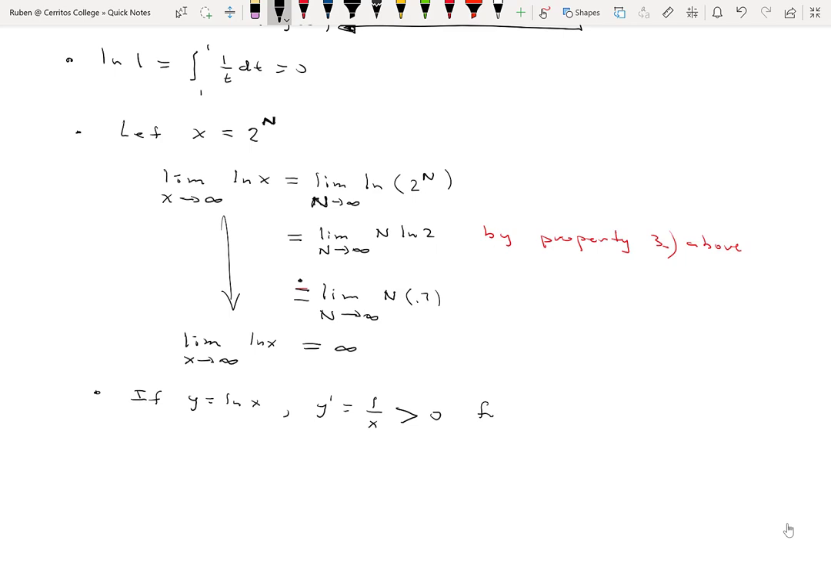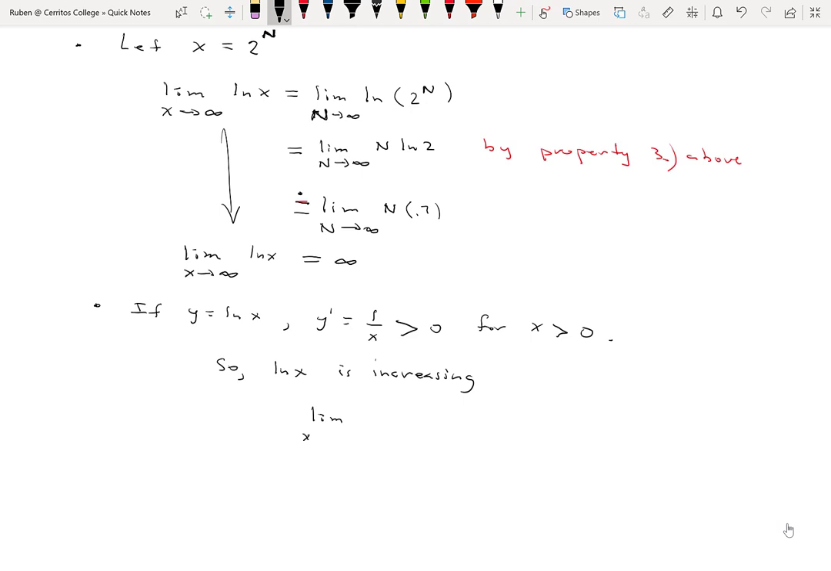So the natural logarithm of x is increasing. There's something else that this derivative is telling us, though. What is the limit as x approaches infinity? Not of y. We already know the limit as x approaches infinity of y is positive infinity. We just figured that out in the last property. What's the limit as x approaches infinity of the derivative? And what does that mean?